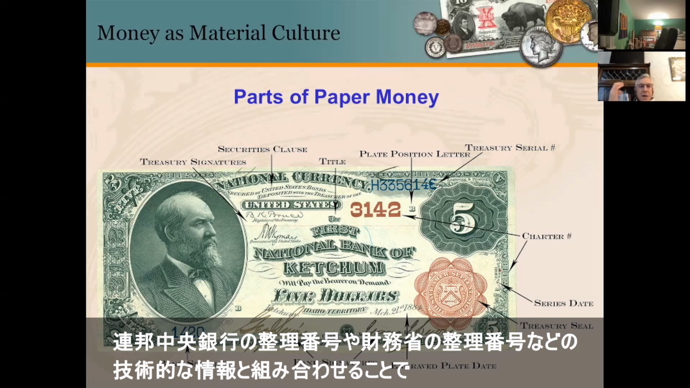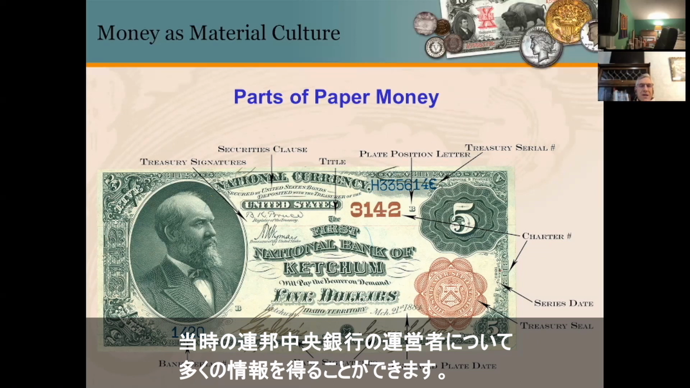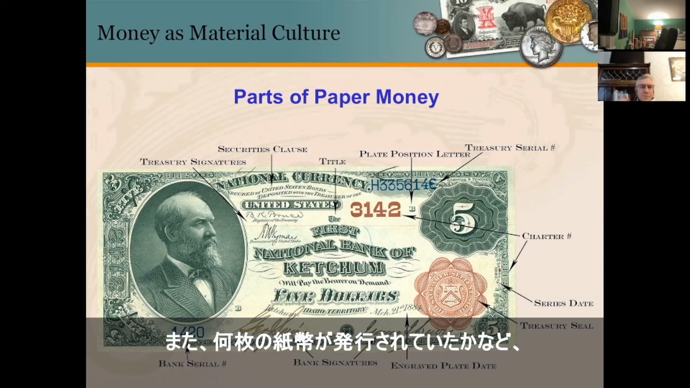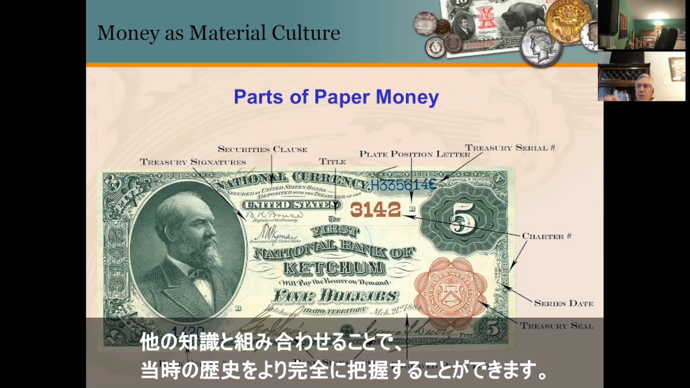And that information, when combined with technical issues such as the bank serial number, and other elements, the signatures, can give you a lot of information about who was running the National Bank of Ketchum at the time, how many notes may have been issued, and other things of that sort, which, when combined with other types of knowledge, can make for a more complete picture of the history of that town at the time.